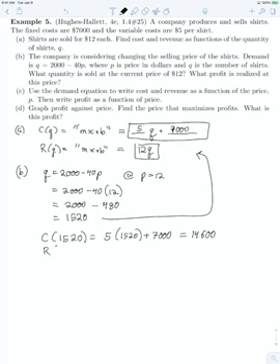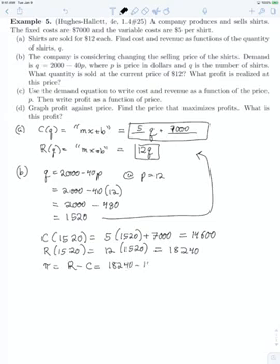Now similarly, I'll have revenue as a function of 1,520. That's equal to 12 times 1,520, and that's equal to 18,240. And finally, profit is equal to revenue minus cost. So that's 18,240 minus 14,600, and that comes out to be 3,640. Okay, and so that's my final answer for part B.